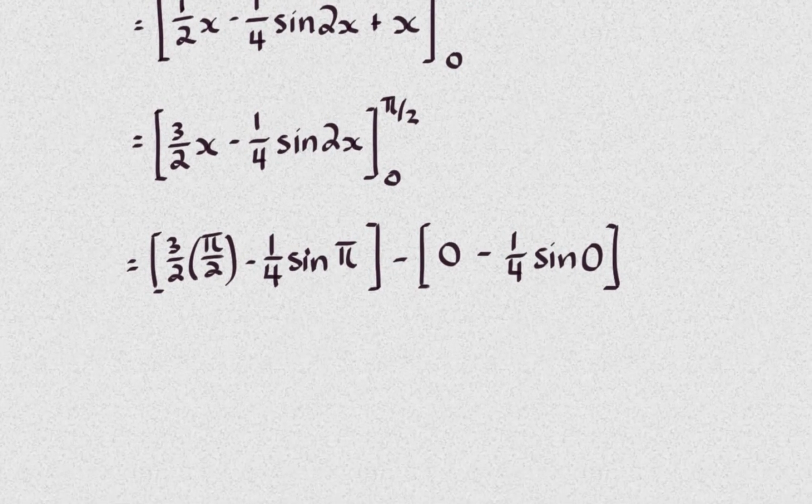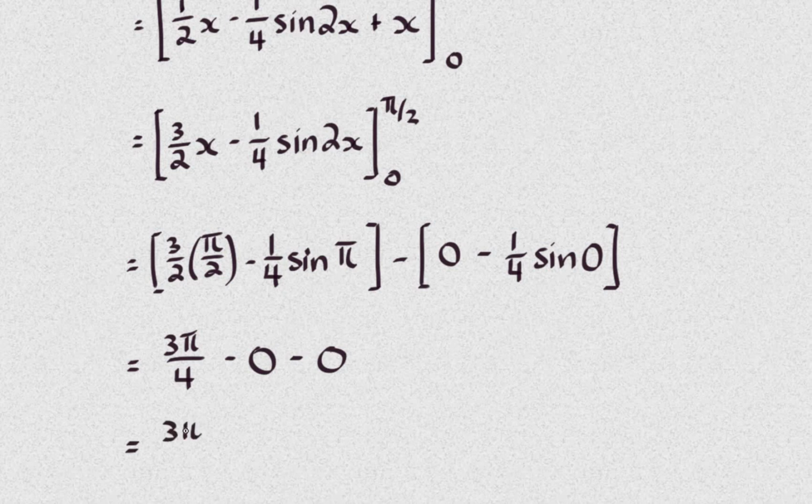Our first fraction, 3 on 2 times pi on 2, that becomes 3 pi on 4. And then we ask ourselves, what is sine of pi? And thinking of our sine graph, that's just 0. Now we have a minus sign, and then, well, we've got our 0, but what's sine of 0? Well, that's also 0, so this whole thing is just 0, and we actually end up with an exact area of just 3 pi on 4 square units.